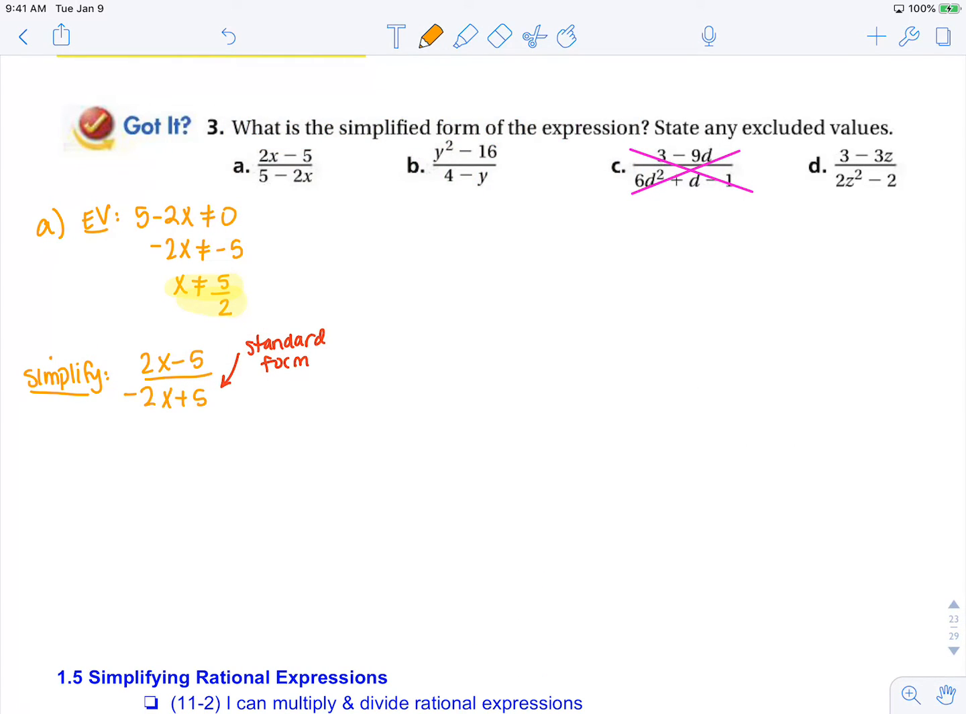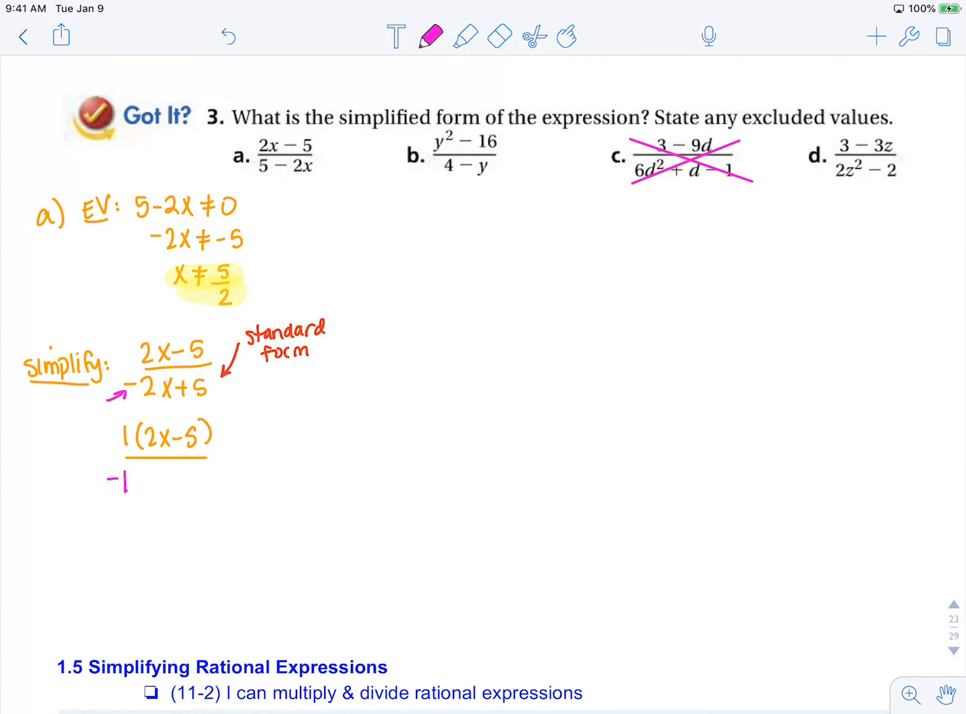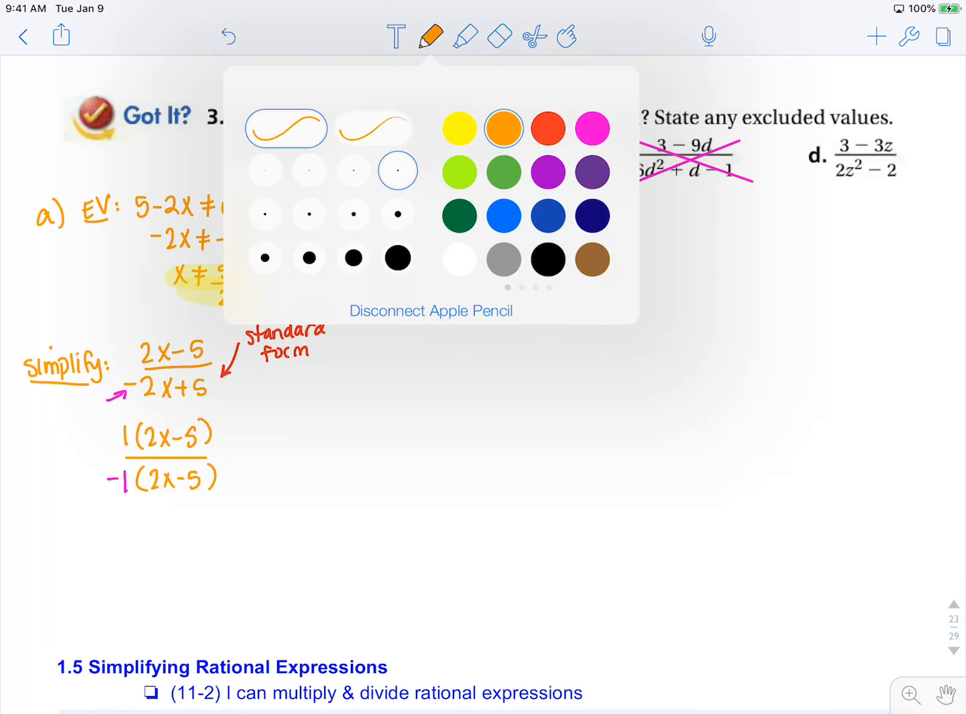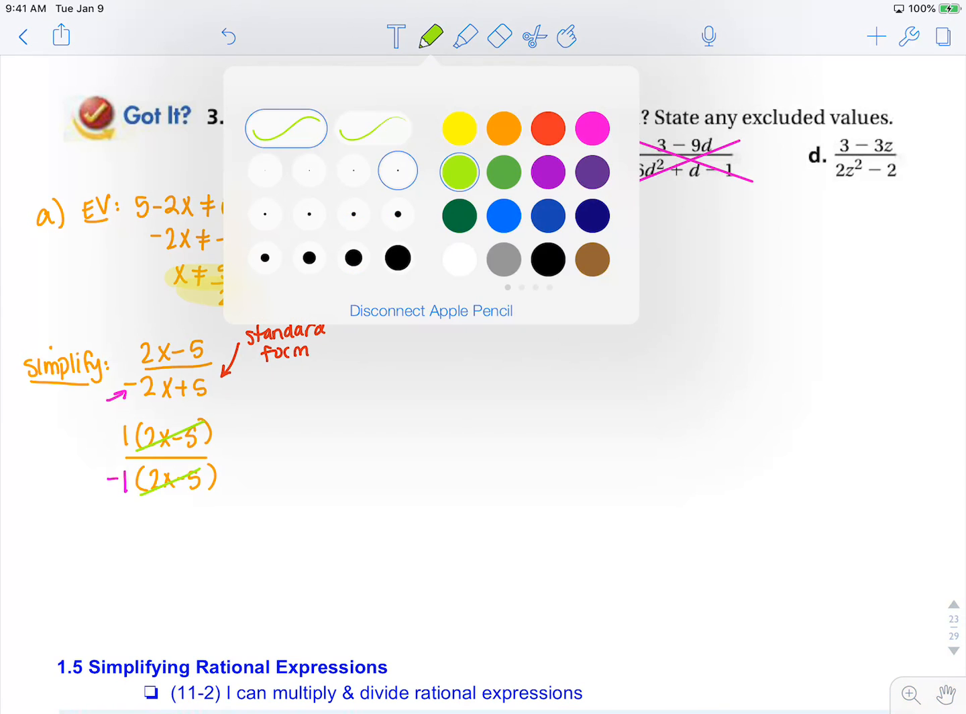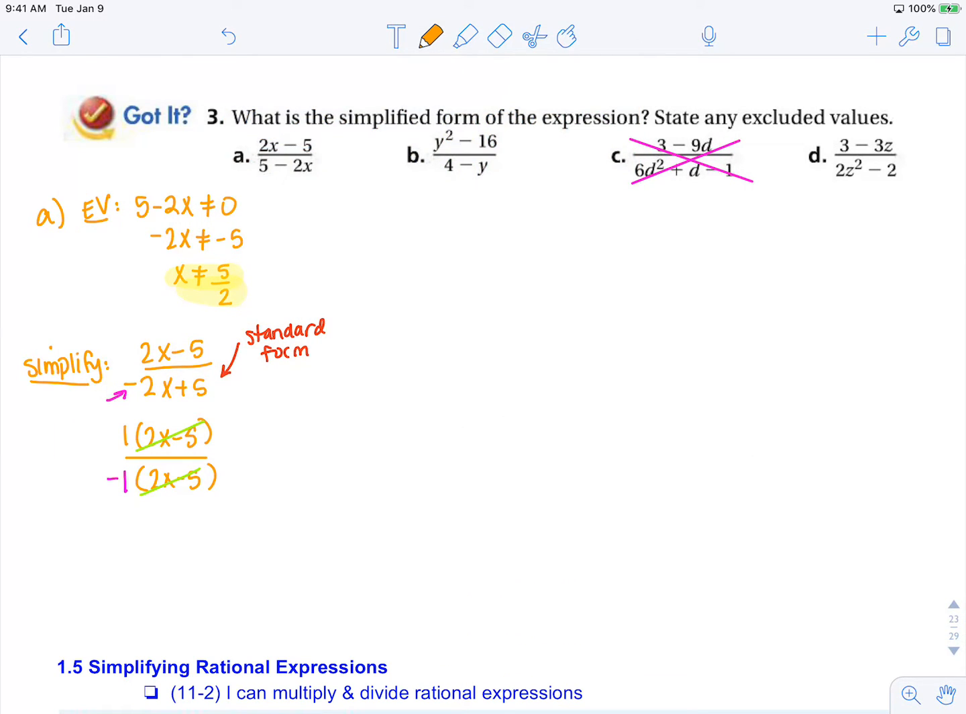So my numerator has only a GCF of 1, so I can show I'm factoring out 1. You don't have to. My denominator, since my leading coefficient now is negative, has a GCF of negative 1. And when I factor out negative 1, that leaves 2x minus 5. Now I see a common factor of 2x minus 5 that cancels. And I have 1 divided by negative 1, which is negative 1, as my simplified answer.